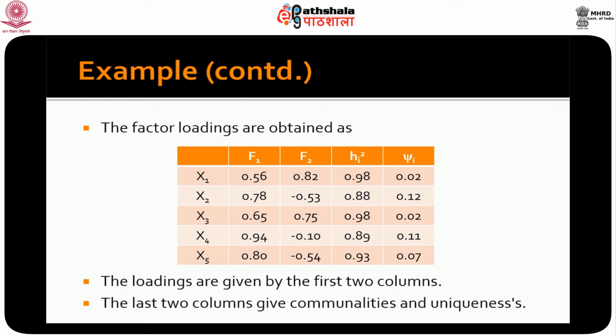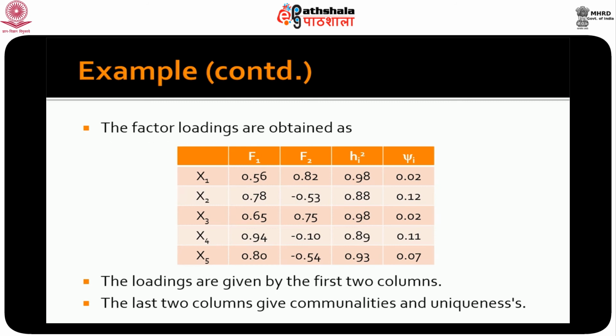And if you compute the square of the Lijs, you will find that the communalities come out to be 0.98, 0.88, 0.98, 0.89 and 0.93, which are very high indeed. Okay? So we have very high communalities, which means that these 2 factors affect all the variables. There is some commonness between these variables. The specific variances are very small. For the first one, it's almost negligible at 0.02. The second one is 0.12, etc.